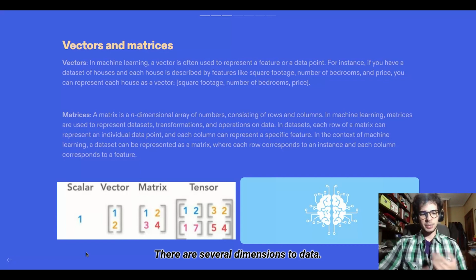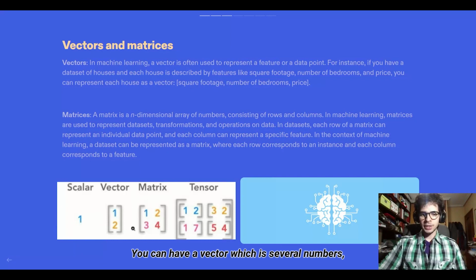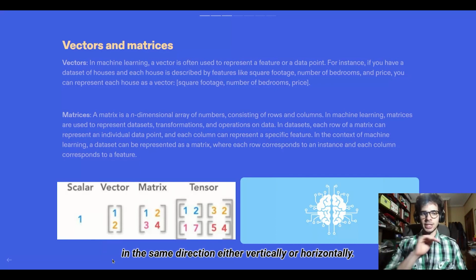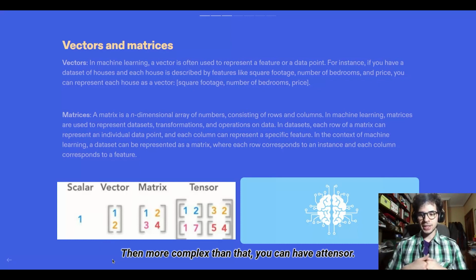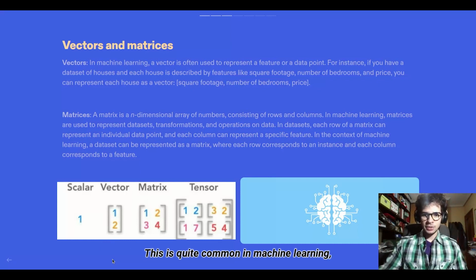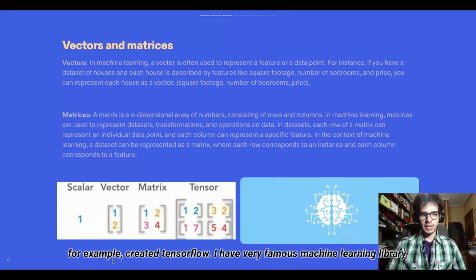As you can see here, there are several dimensions to data. You can have a scalar, a normal number. You can have a vector, which is several numbers in the same direction, either vertically or horizontally. Then you can have a matrix, which is a square or a rectangle. And then more complex than that, you can have a tensor. This is quite common in machine learning for training networks. That's why Google, for example, created TensorFlow, a very famous machine learning library.